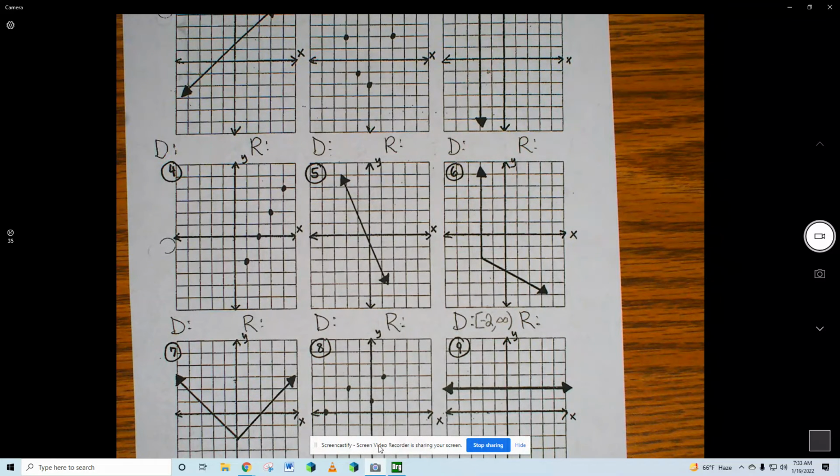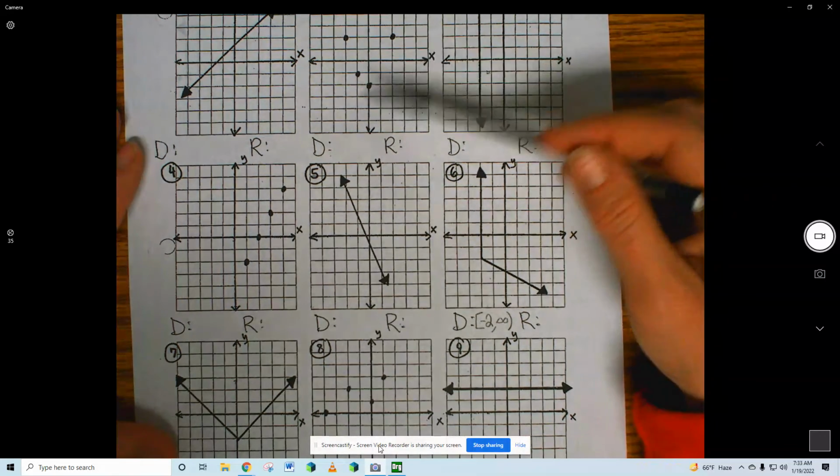Hojin, with me? If it's just dots, you just make a list.